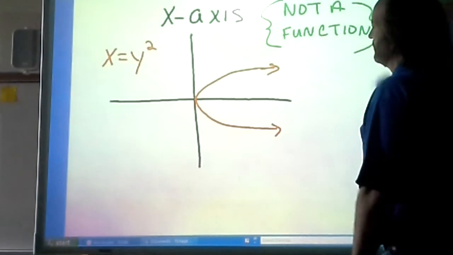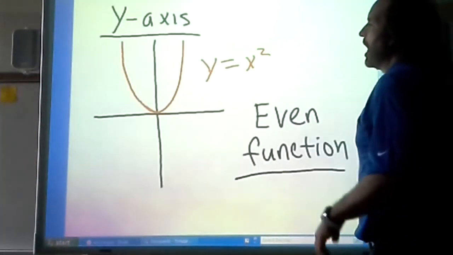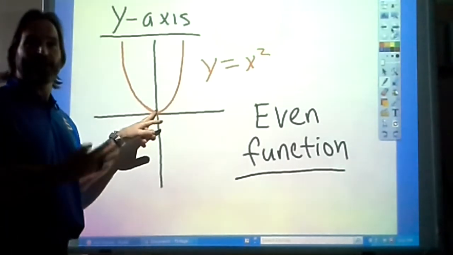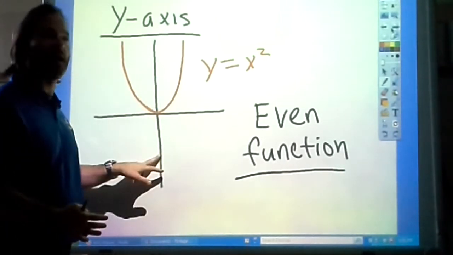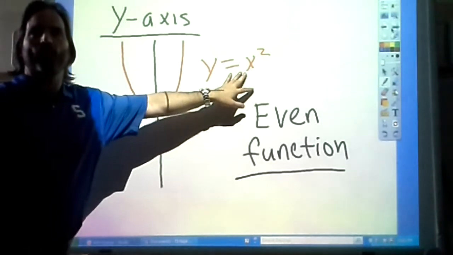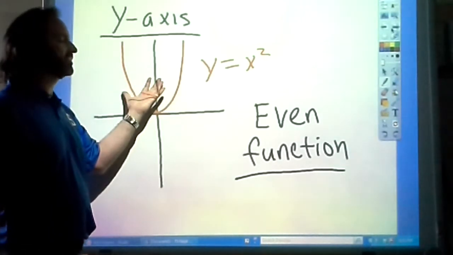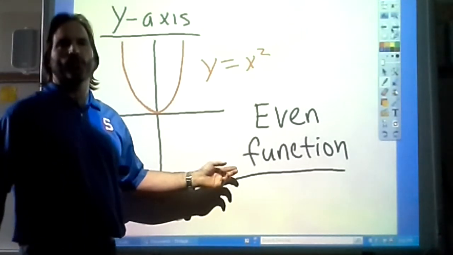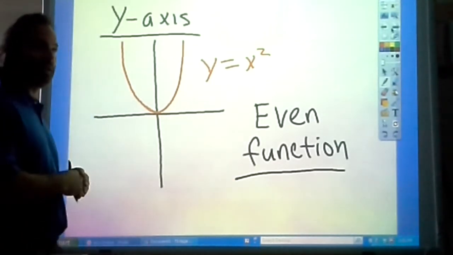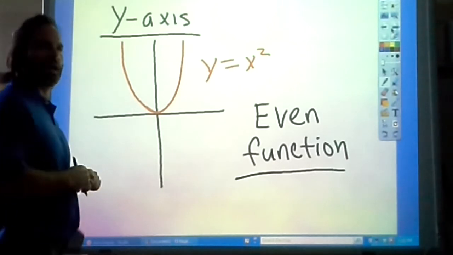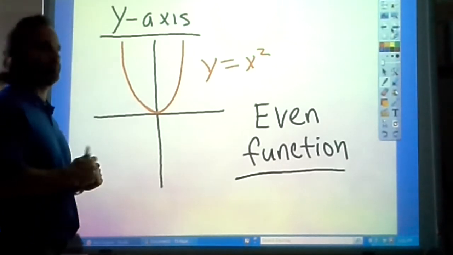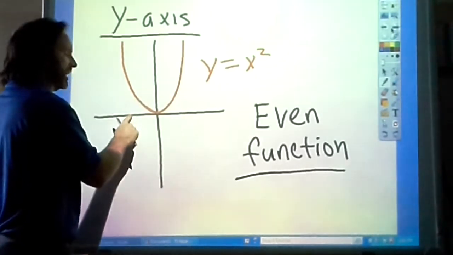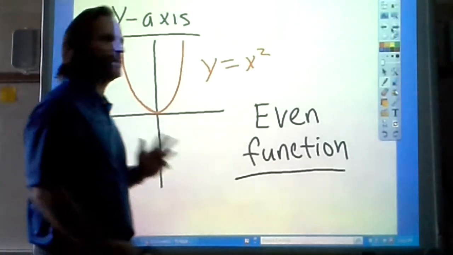Then we have symmetry about the y-axis. That's something like a parabola that has its vertex on the y-axis, right? So y equals x squared is symmetric about the y-axis. I'm going to go into this in more detail. This is an even function. And we'll see in a bit, an even function is where, notice, I plug in 2, I get the same value as negative 2. Okay, that's going to be an even function.